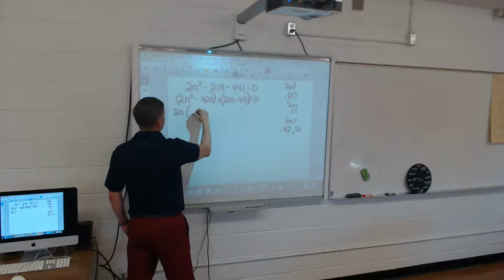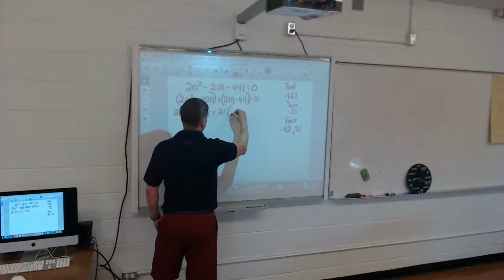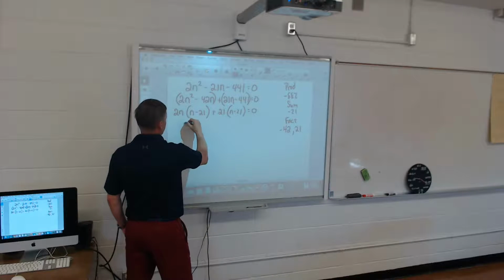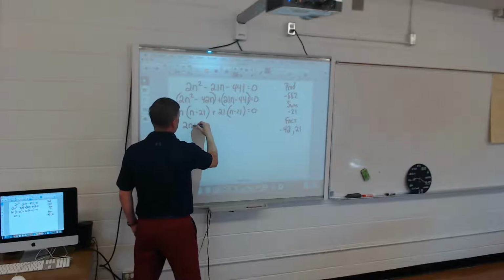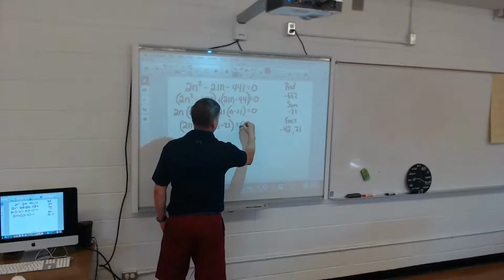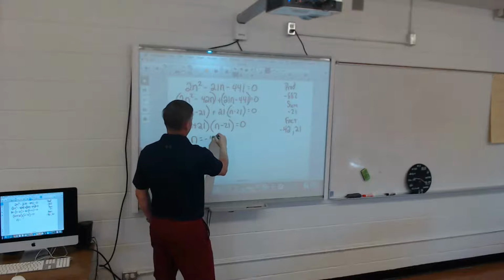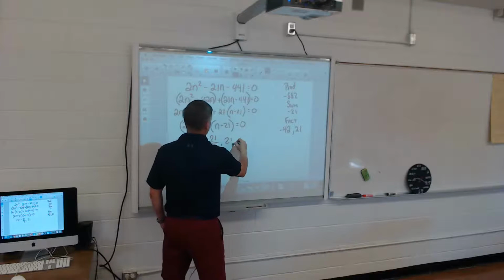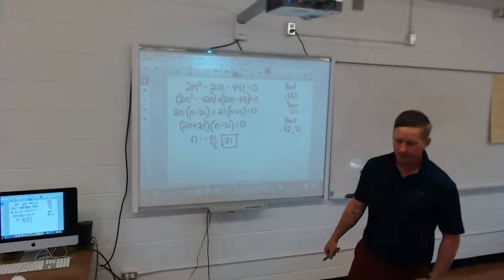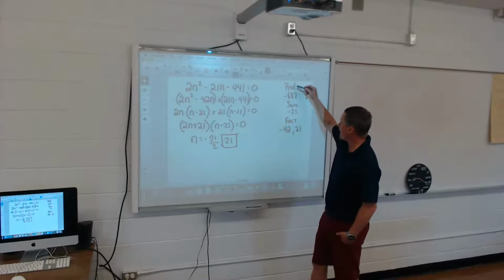Take my 2n out, that leaves me at n minus 21. Take a 21 out, leaves me at an n minus 21. Okay, so I'm left with 2n plus 21, n minus 21 equals 0. So n equals negative 21 over 2 and 21, and it has to be a whole number. Sorry, gang. Brain's not functioning this morning, but we got her. All right, it was factorable.